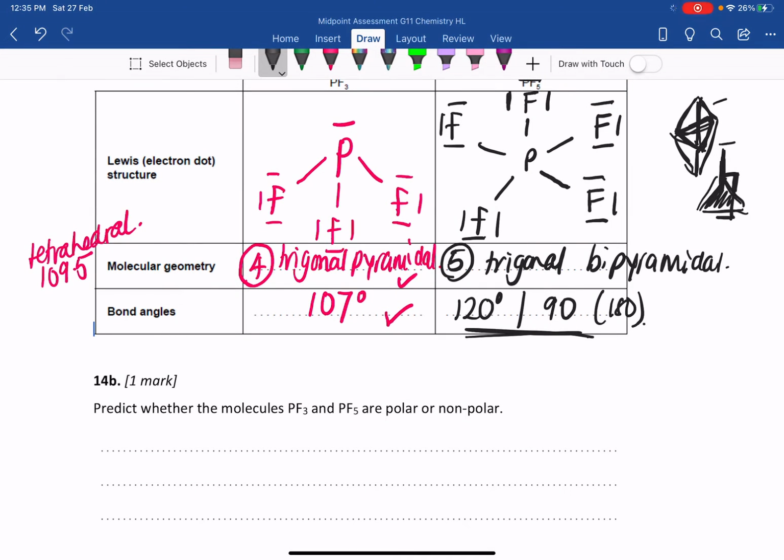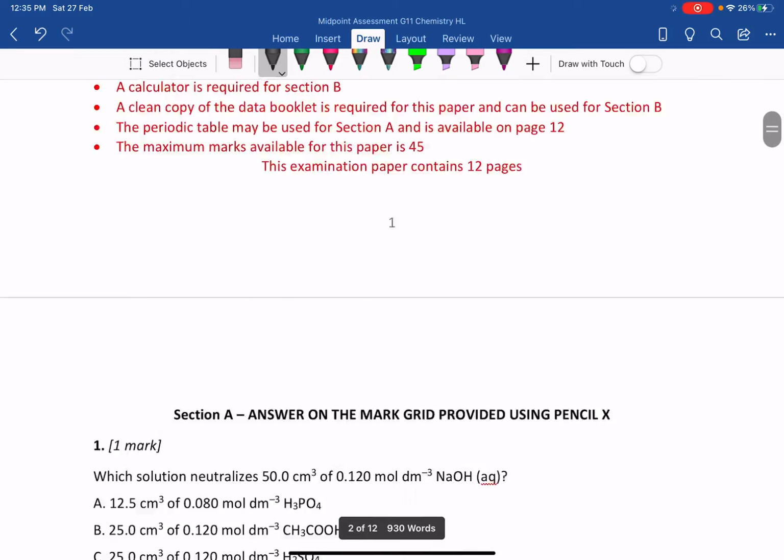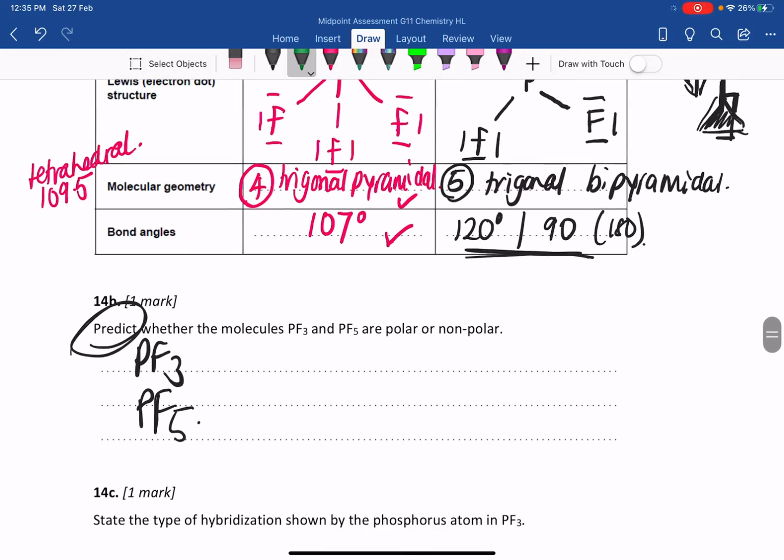Okay, predict whether the molecules PF3 and PF5 are polar or non-polar. Predict means I don't expect you to know this. It's not a fact that I expect you to know. It's something that I expect you to be figuring out right now. Molecules PF3 and PF5, tell me about both of them, not just one of them, are polar or non-polar. Those are the only two answers I want.